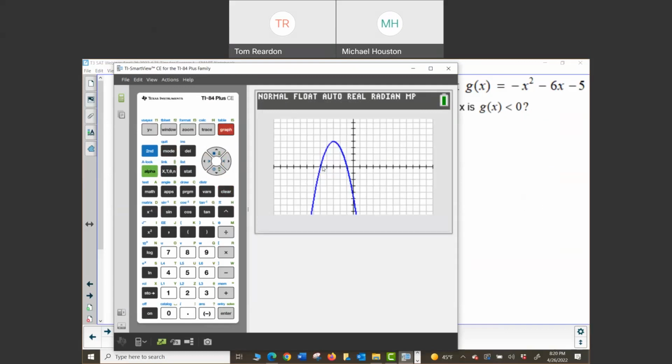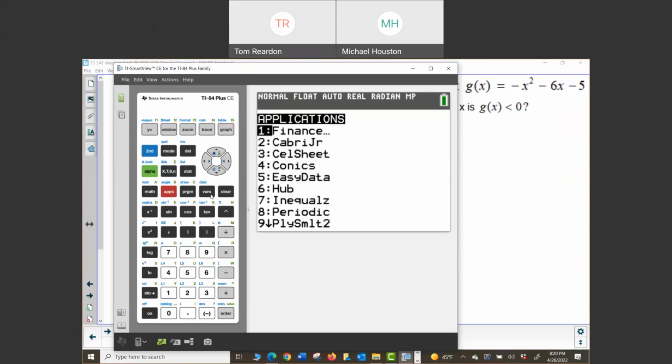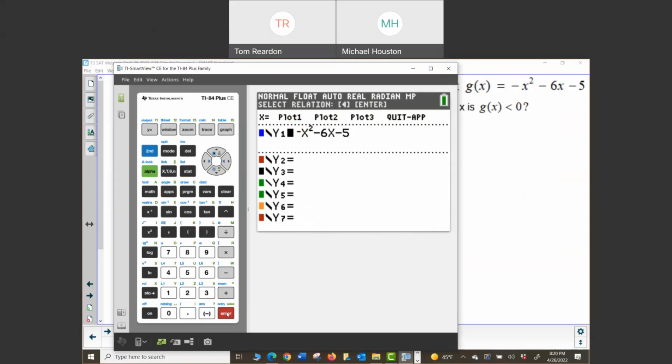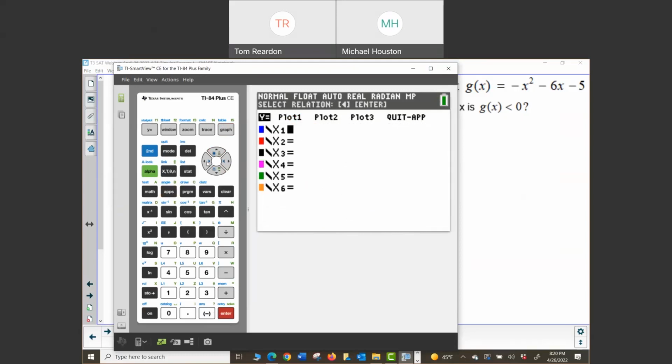So I can see physically, and I want students to see, that this is where it's negative here and negative here. But to really make a big deal of that, I think this would be a great place to use the inequalities app. So I'm going to turn on the inequalities app, because that allows me to graph things like x is greater than or equal to, less than or equal to.